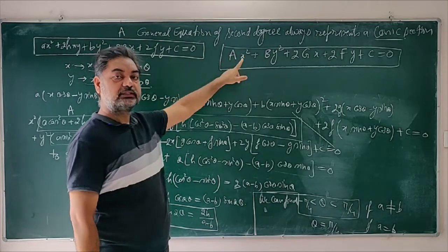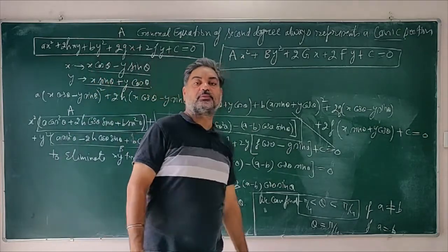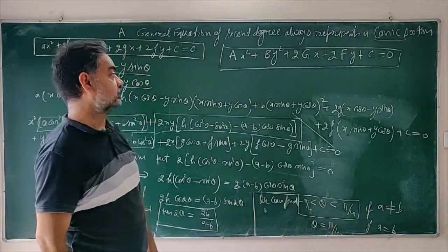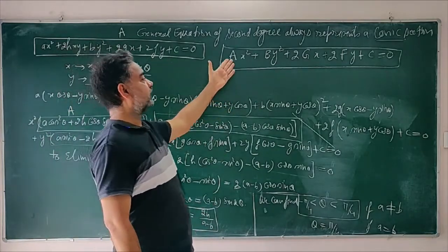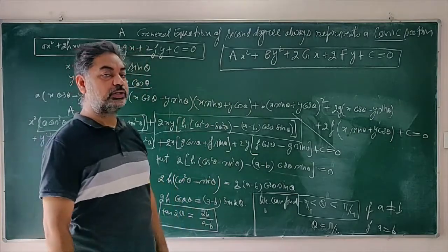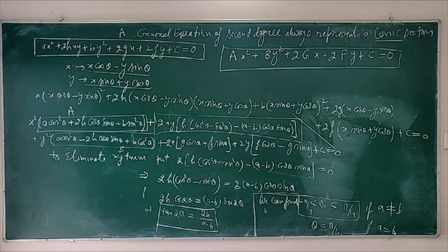So we will show that this equation will represent either a parabola or ellipse or a hyperbola or a pair of straight lines or a circle under different conditions, and that means we will show that this equation always represents a conic section. That we will do. So you can have a look on this, and then we will proceed further.